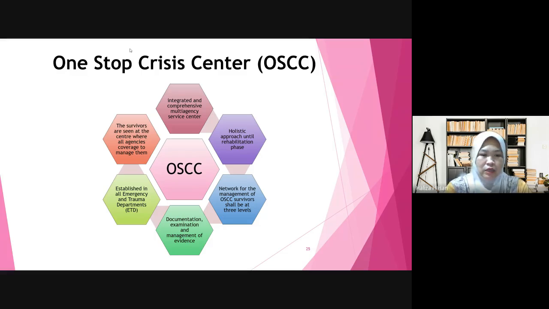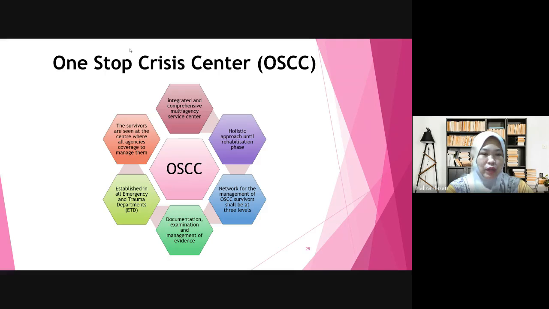Okay. And then it is established in all emergency and trauma departments. So this One Stop Crisis Center will be under the emergency department at selected hospitals. Because here in Kuantan we have it at HDAA, but our hospital Susmek we still don't have this team. Okay. The survivors are seen at the center where all agencies cover to manage them.